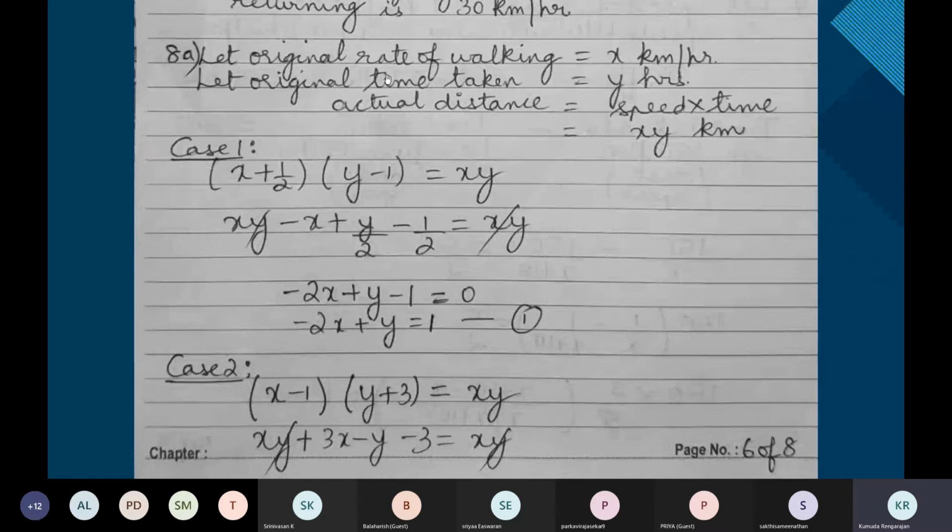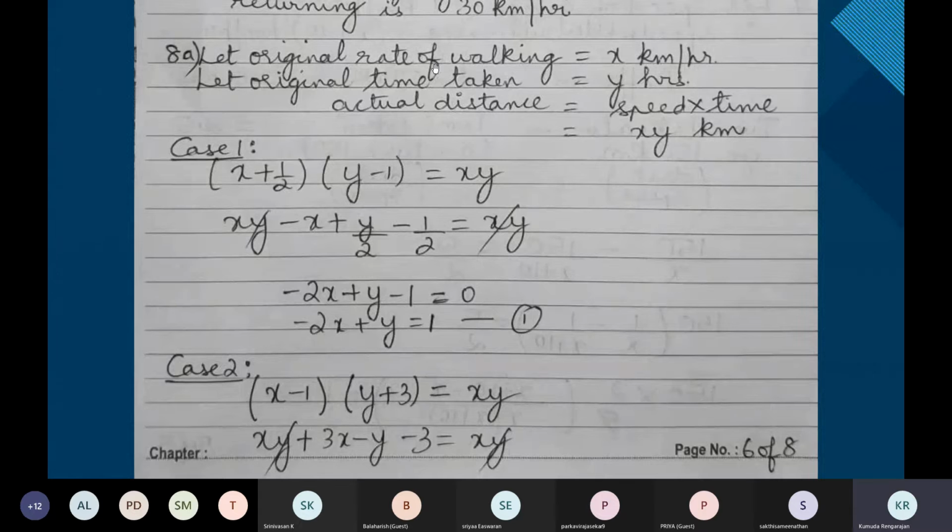You see here, let the original rate of walking, meaning the original speed of walking, be x kilometers per hour, and let the original time taken be y hours. And as we understood, when you know the speed and time, you don't have to assume the distance because you can easily find distance using speed into time. So x into y, xy kilometers. So the distance is xy kilometers.